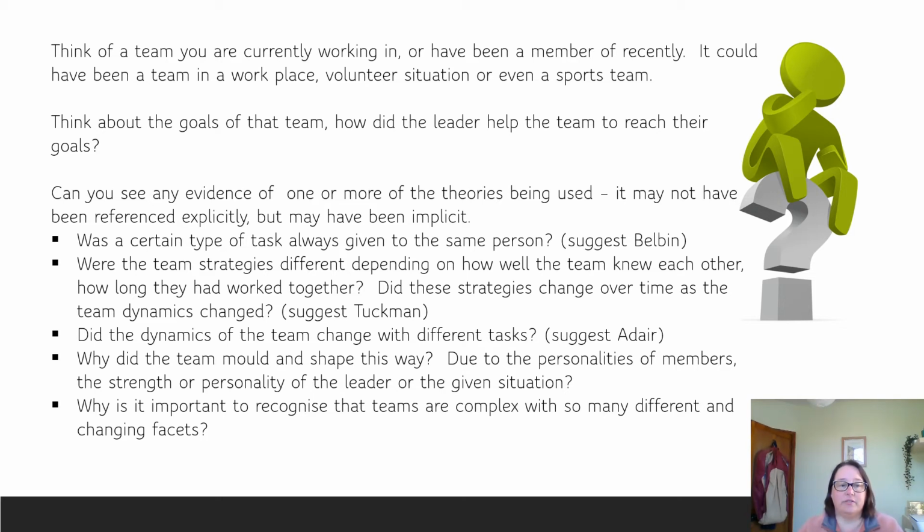So if you look at these questions and try and answer them, that will help you formulate your answer for assessment criteria 1.2. And if you can be pulling in those theorists as well, you'll be getting much closer to a good pass rather than just a pass for that criteria.